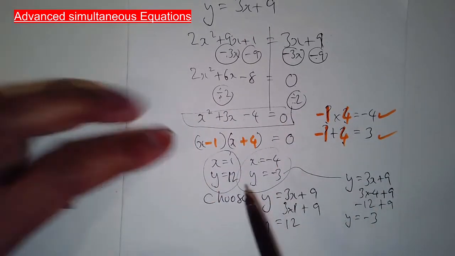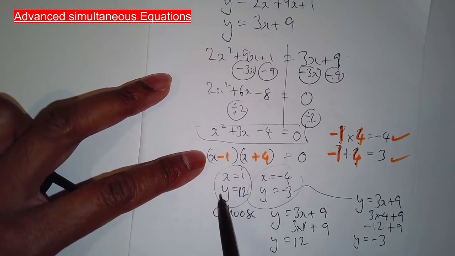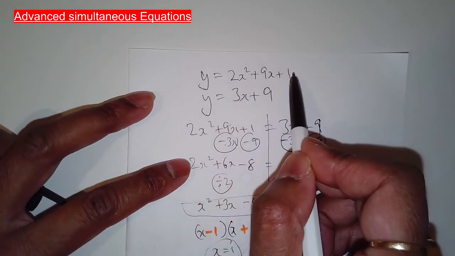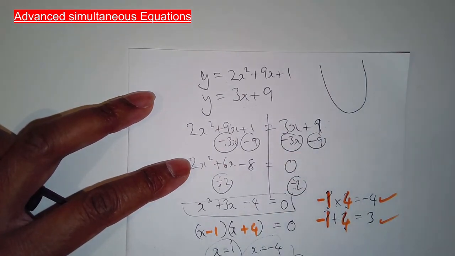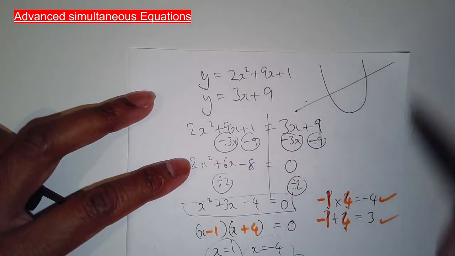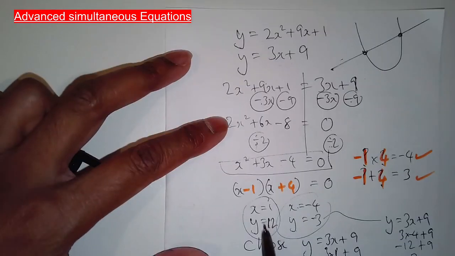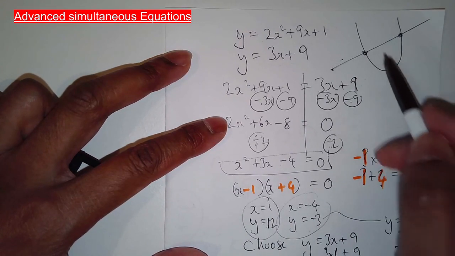There you have it. Got the two corresponding values of x and y. Now what that really means, okay, is that if I was to draw a graph of this, obviously it would look something like that, a U-shape, parabola, right? And that would be some kind of straight line graph. Those 2 points, the intersection points, are the coordinates here. So one of them would be 1 along the corridor, 12 up the stairs, another one would be minus 4 and minus 3. Those would be the coordinates.